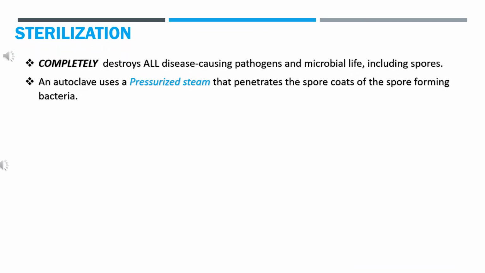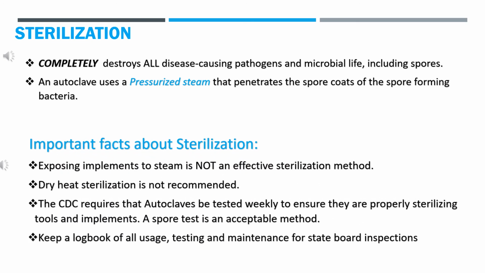Sterilization completely destroys all disease-causing pathogens and microbial life, including the spores. An autoclave uses pressurized steam that penetrates the spore coats of the spore-forming bacteria. Exposing implements to steam is not an effective sterilization method. Dry heat sterilization is not recommended. The CDC requires that autoclaves be tested weekly to ensure that they are properly sterilizing tools and implements. A spore test is an acceptable method. Keep a logbook of all usage, testing, and maintenance for state board inspections.